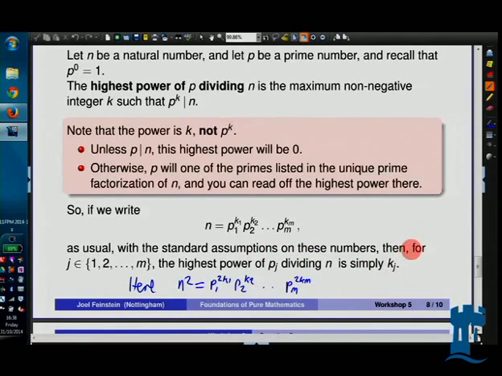Yes? Why isn't it p2? It's supposed to be 2k2. I've just written it wrong. Thank you. I don't know what I've written there, but what I wanted to write was 2k2. Thank you.